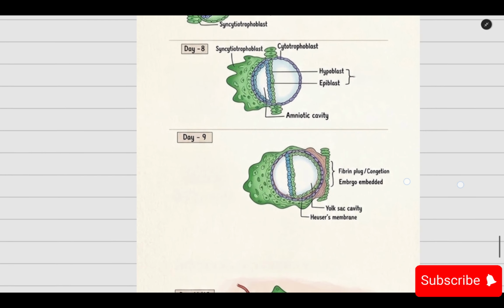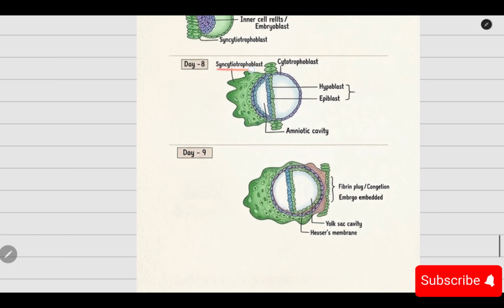Let's revise week 2 briefly. On day 8, trophoblasts differentiate into syncytiotrophoblast and cytotrophoblast. Invasion continues. Embryoblasts differentiate into hypoblast and epiblast and form the bilaminar disc. Amniotic cavity forms between cytotrophoblast and epiblast.